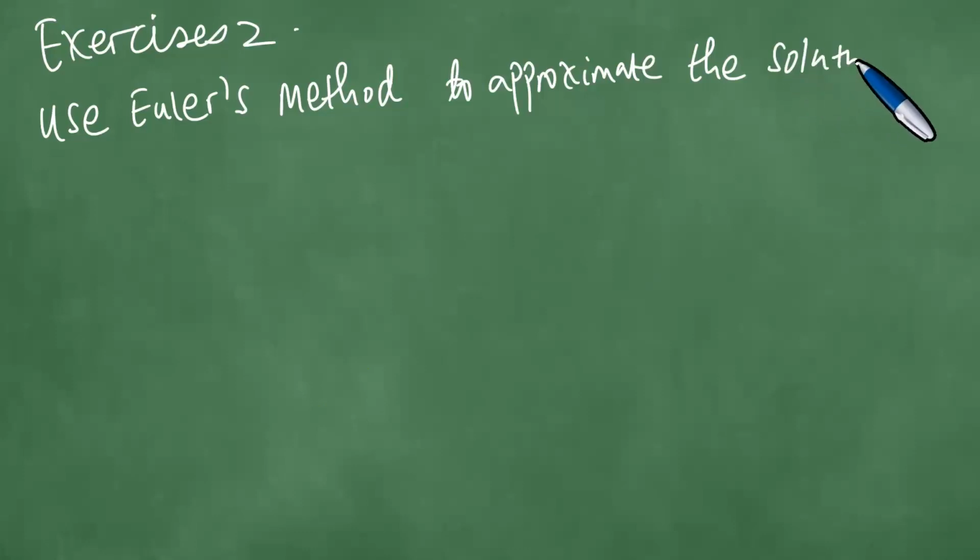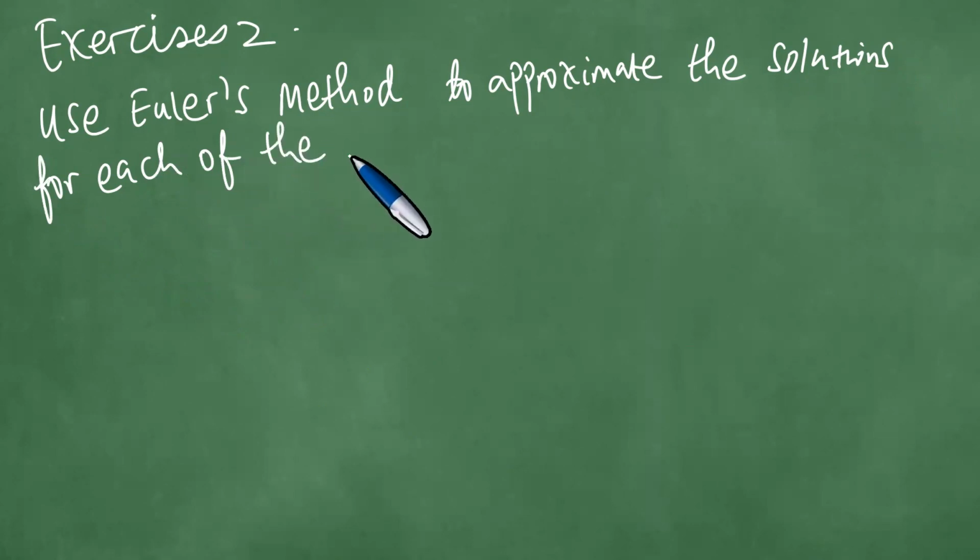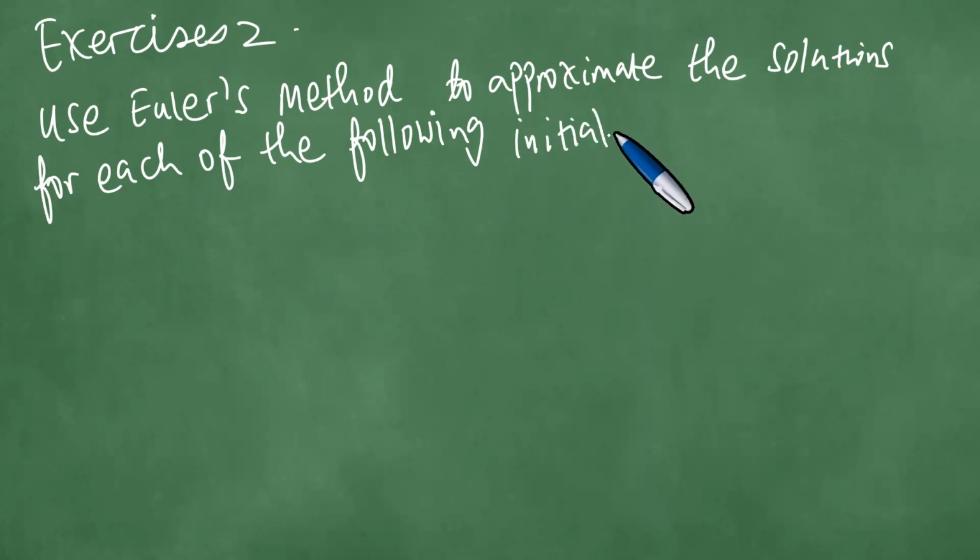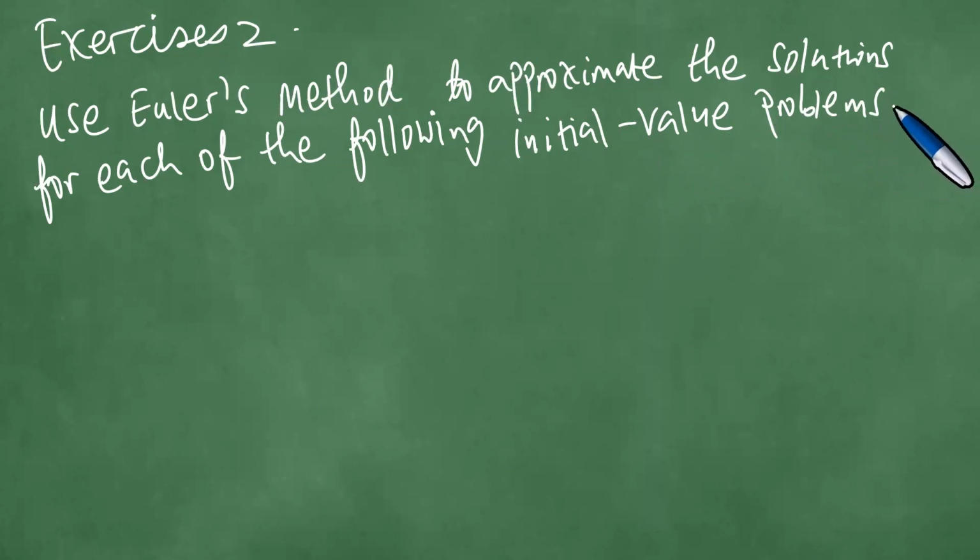Right, the solutions for each of the following initial value problems. Right, so if you look at part A, which is 2 minus 2ty.